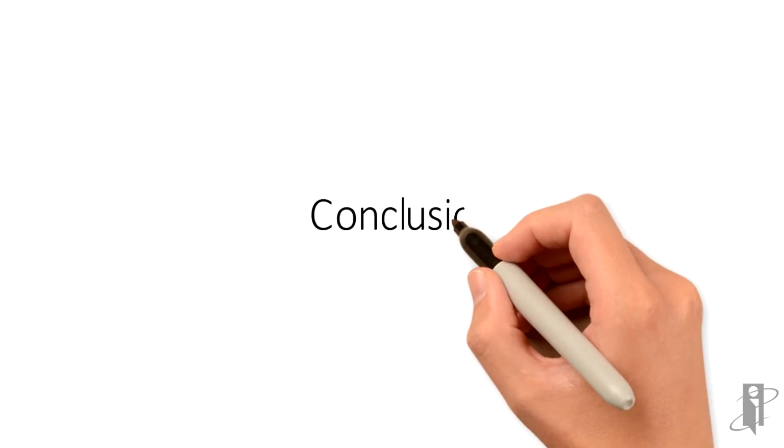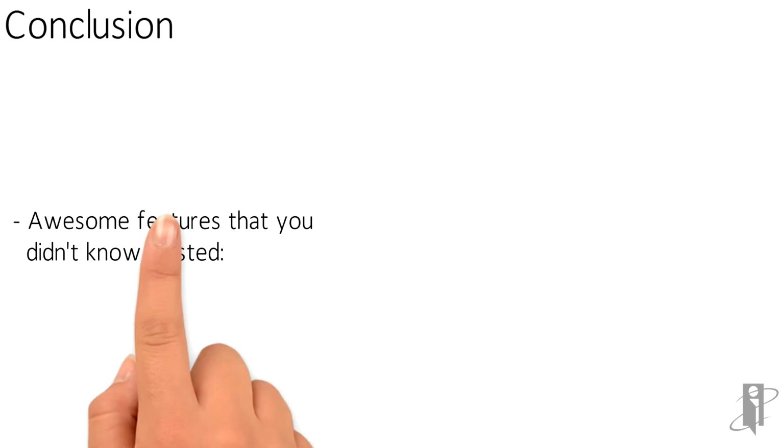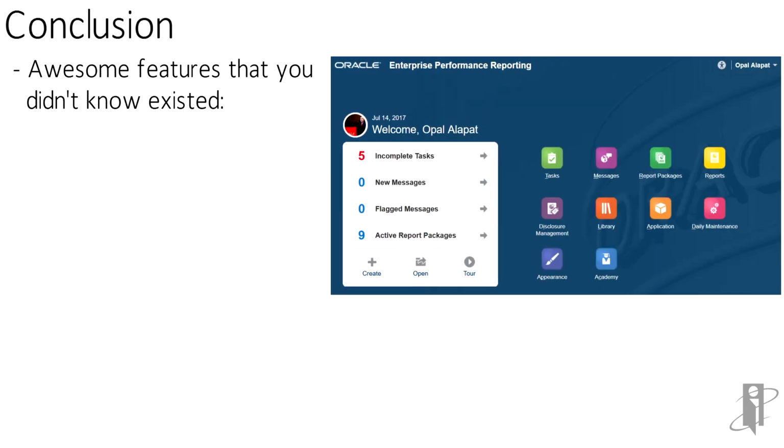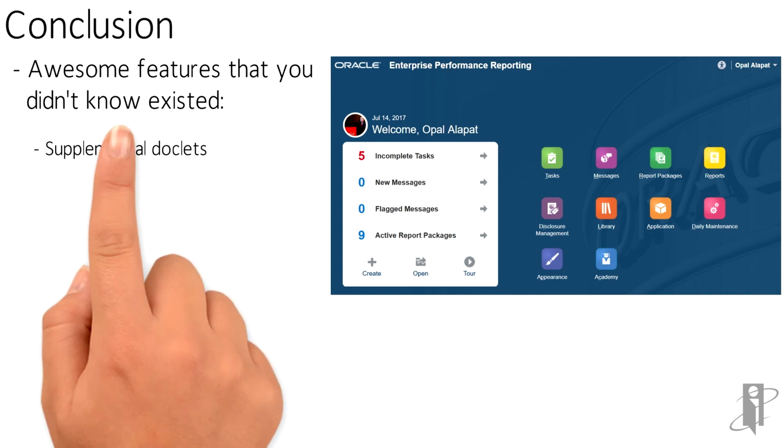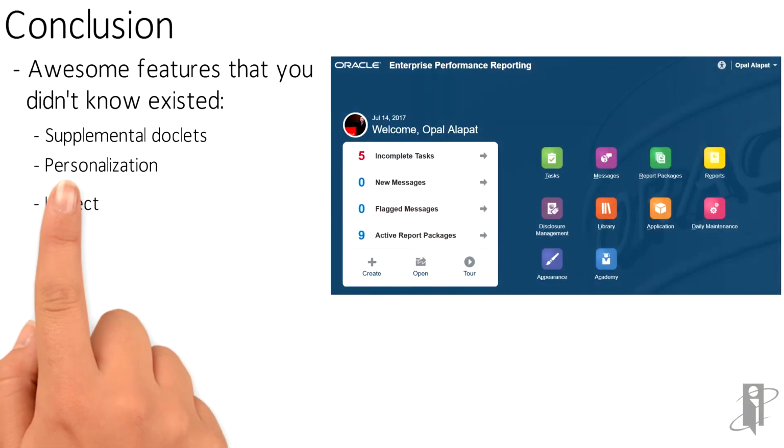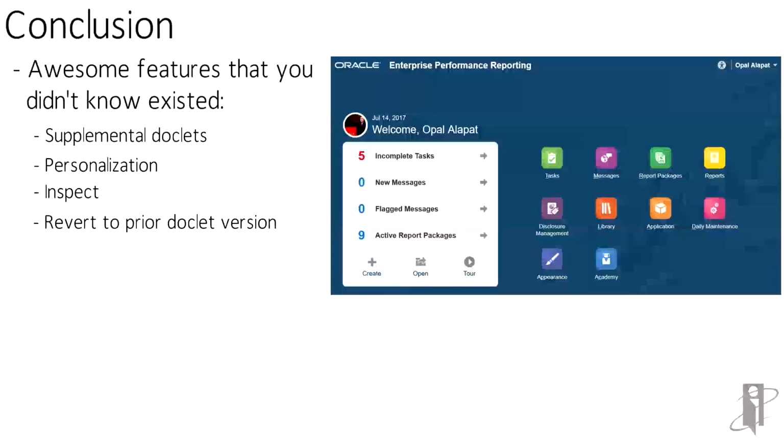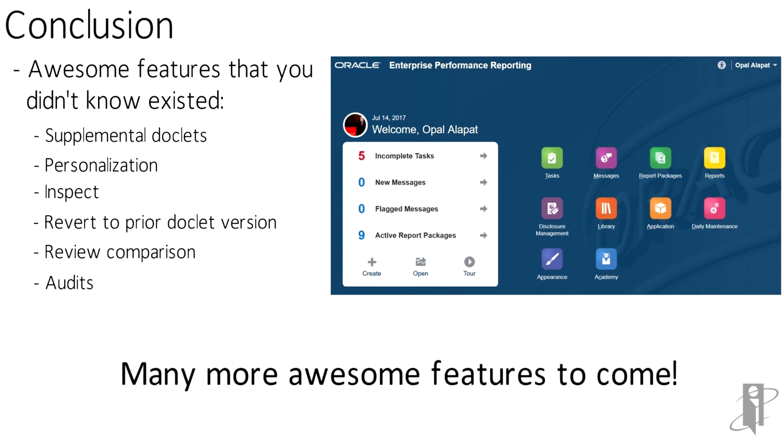In conclusion, there are many awesome features that you may not have known existed in EPRCS. Some of the ones include supplemental doclets, personalization, the Inspect menu, the ability to revert to a prior doclet version, the Review Comparison feature within the review phase, and system and component level audits. And Oracle releases new features every few months, so there are many more awesome features to come.